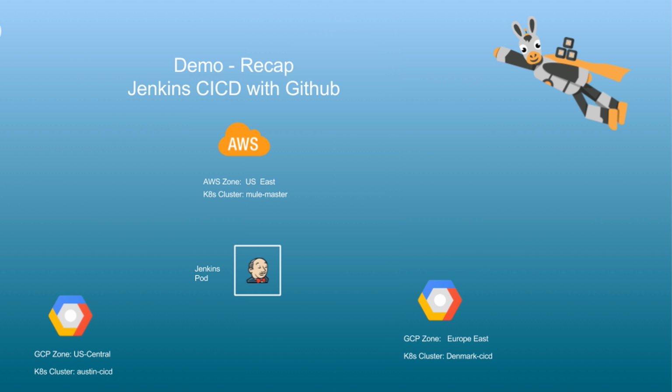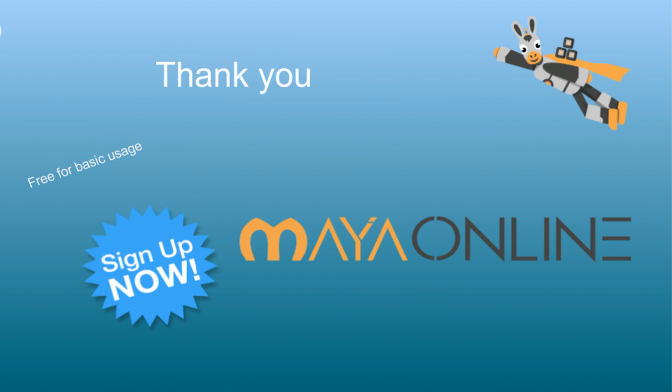Just to recap what we did, we had a Jenkins CI system running on a cluster in Austin. We used MayaOnline cMotion to move the application to 2 different Kubernetes clusters and then finally moved back to Austin cluster. Thank you for watching the tech preview demo of MayaOnline cMotion.